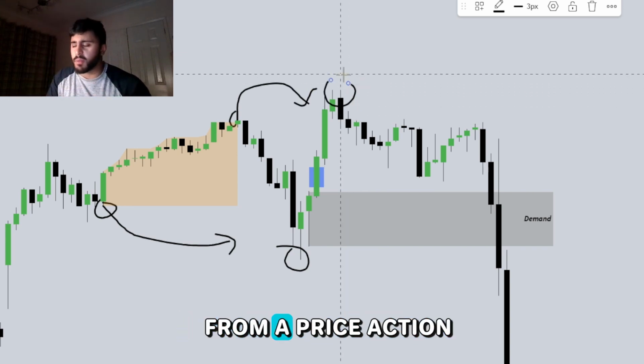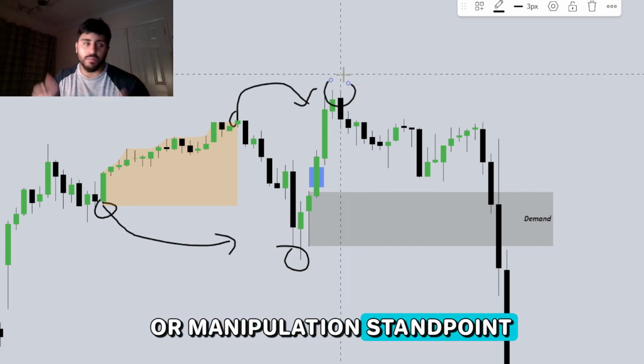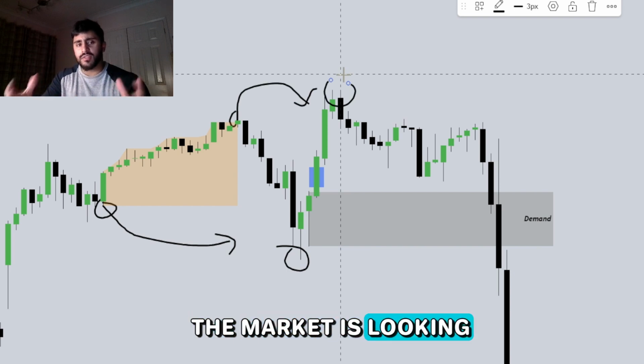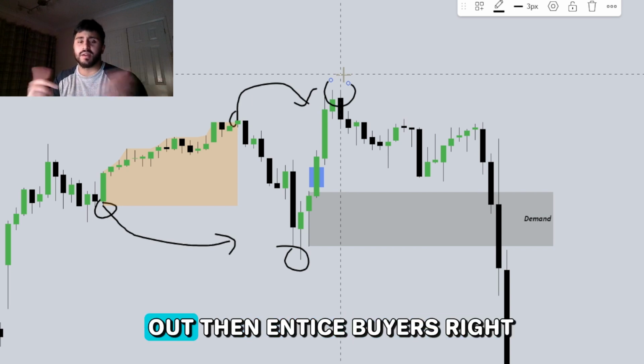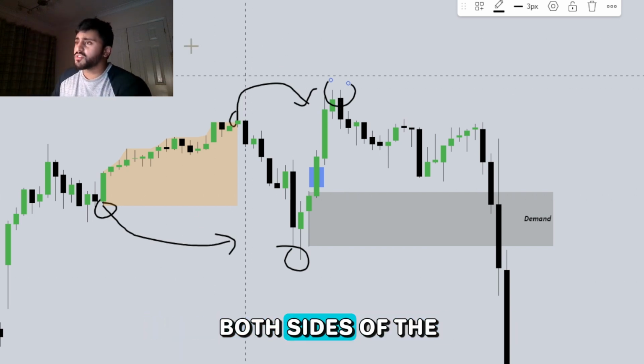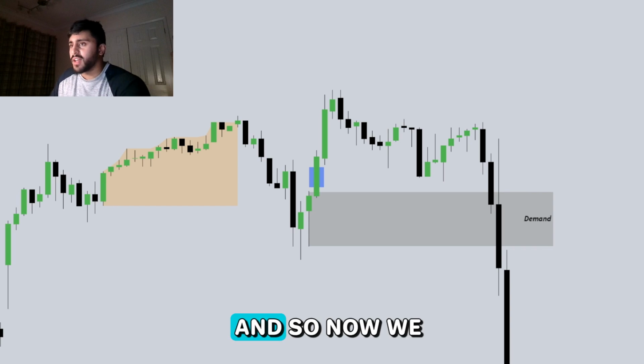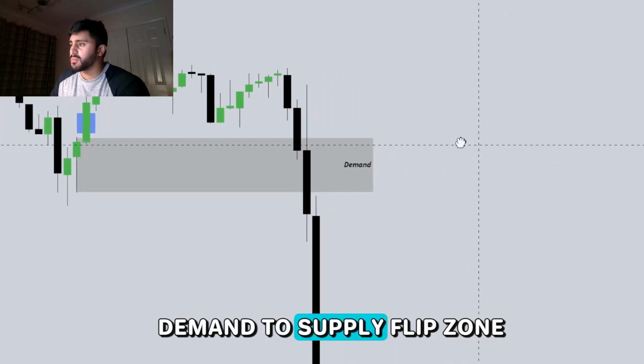So what does this mean from a price action or manipulation standpoint? It simply means that the market is looking to entice early buyers and take them out, and then early sellers, take them out, then entice buyers. Both sides of the market have been swept like this. And so now we have what we call a demand to supply flip zone.